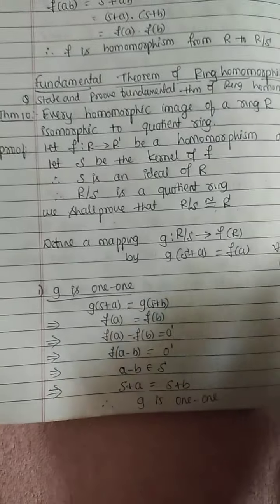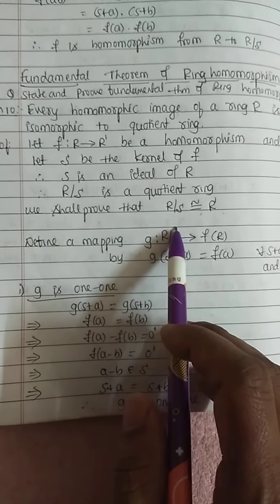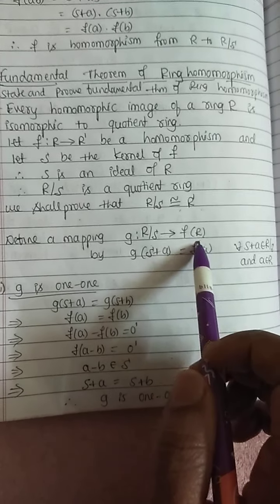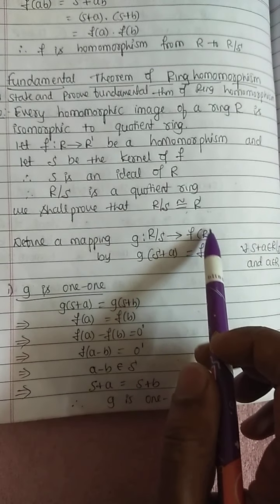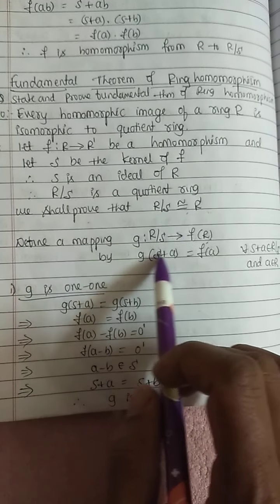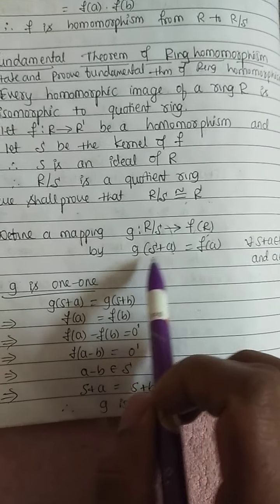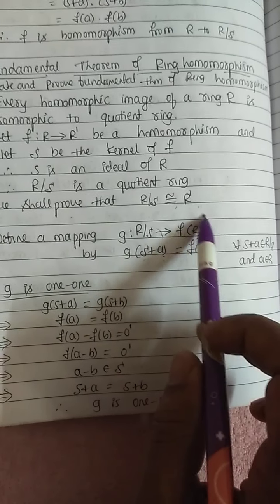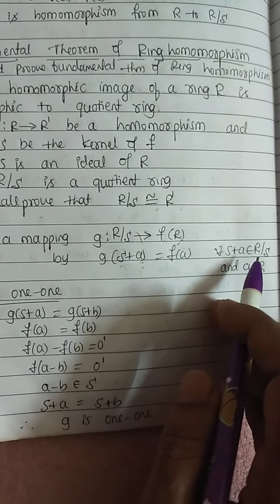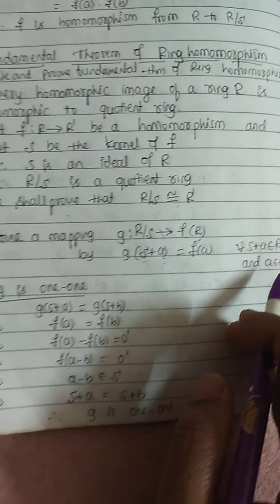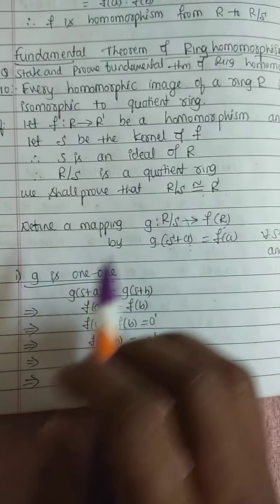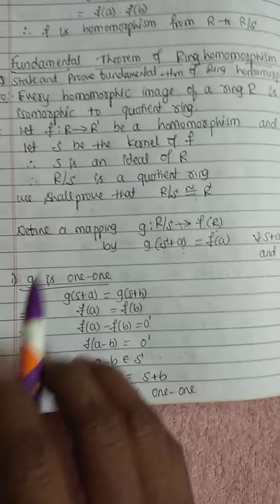Now we have to define the mapping g from R by S to f of R. Both are the same. f of R means the homomorphic image. Define g by: the elements of R by S are of the form S plus a, g of S plus a equals f of a, where the elements of f of R are of the form f of a. Here S plus a belongs to R by S and a belongs to R. To prove isomorphism, we have to show that g is one-one, onto and homomorphic.